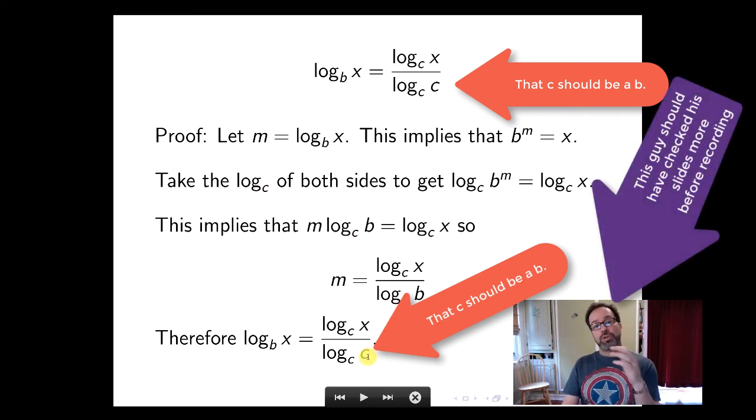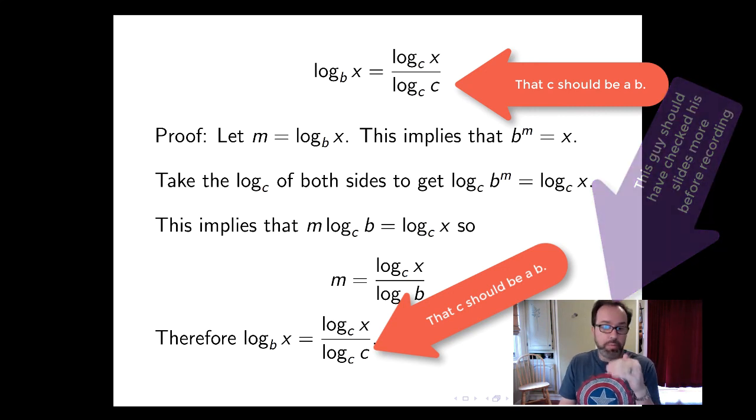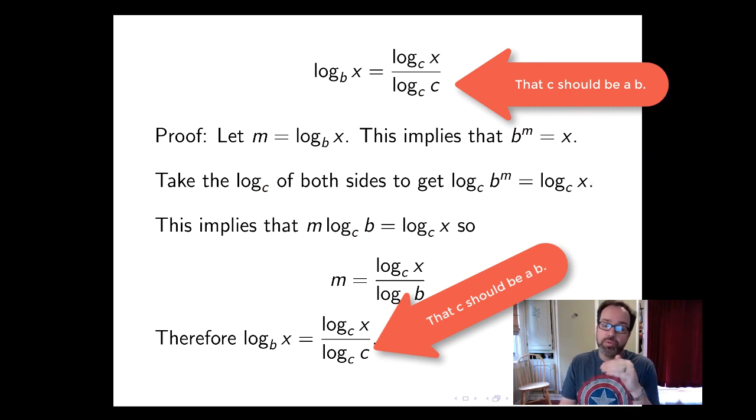So those are the proofs of these very important properties of logarithms that we're going to use a whole lot. And what these proofs do is justify our ability to be able to use them whenever we need them.